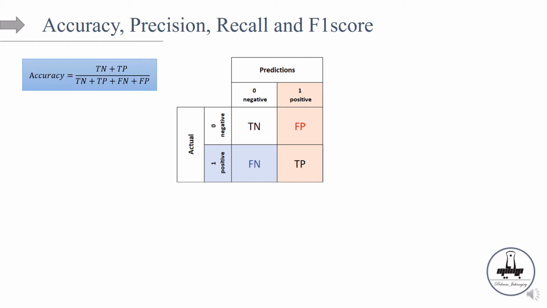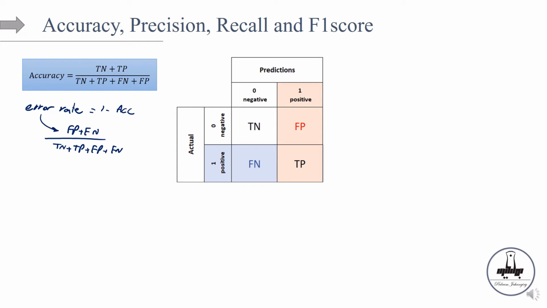So what is the error rate? Let me write it down. This is our error rate. It's defined as 1 minus accuracy. So if accuracy is 80%, error rate is 20%. If accuracy is 70%, error rate is 30%. And it's easy to see that it's going to be false positive plus false negative divided by all the observations, so true negative, true positive, false positive, and false negative.